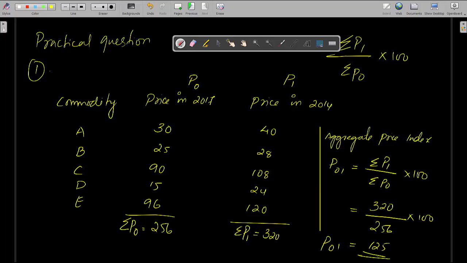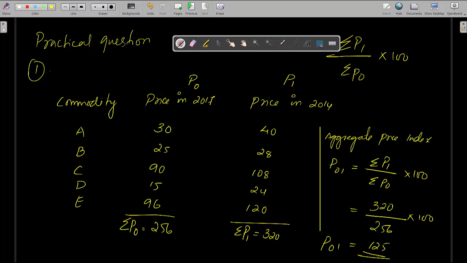Okay, so question number 1 is over. Now let's move on to question number 2. In question number 2, we are asked to calculate the average price relative index, right? The following are the prices of commodities in 2006 and 2014. Calculate the price index based on the average price relative index method.